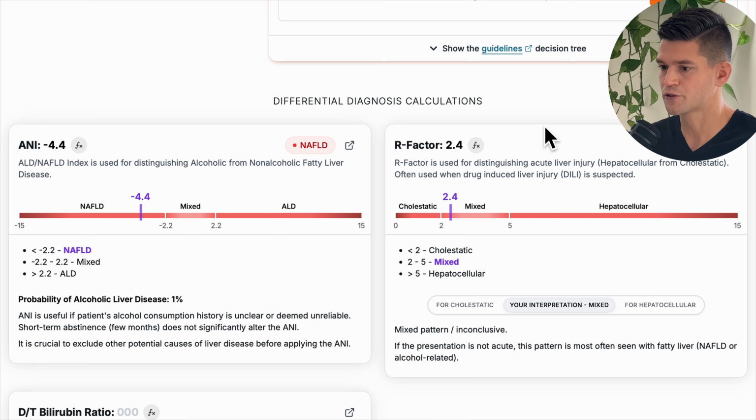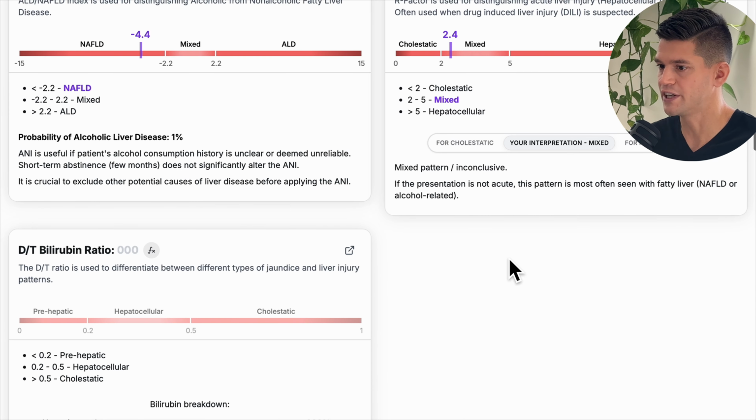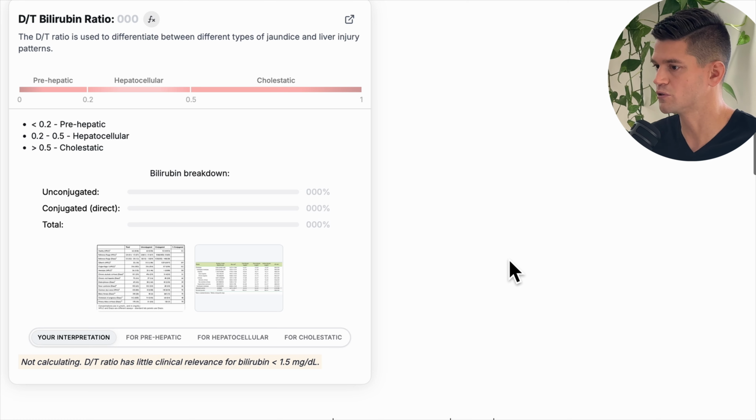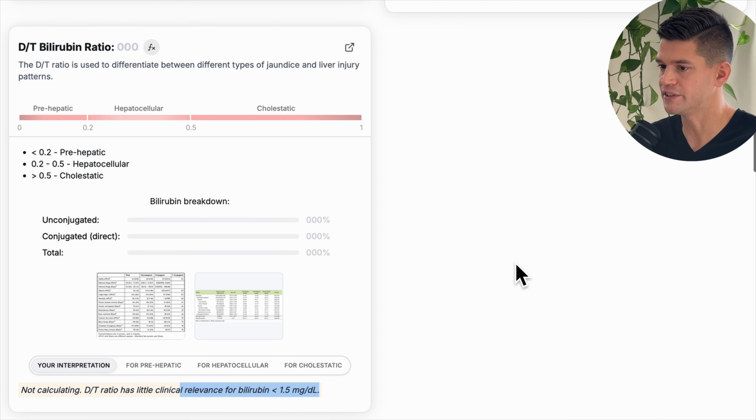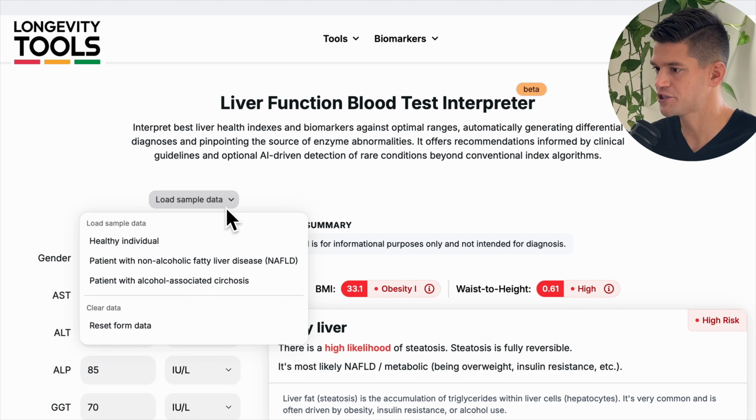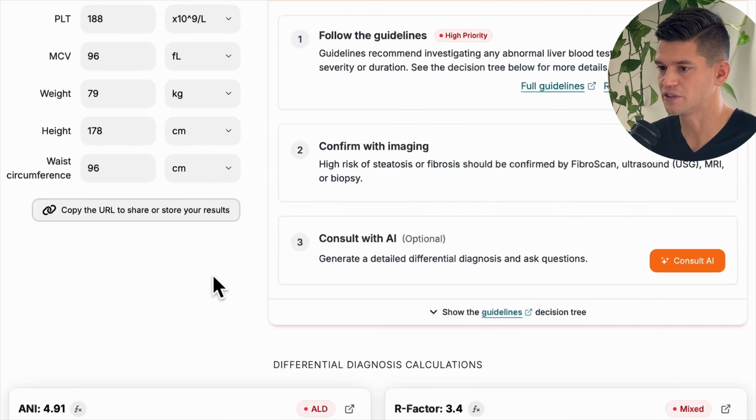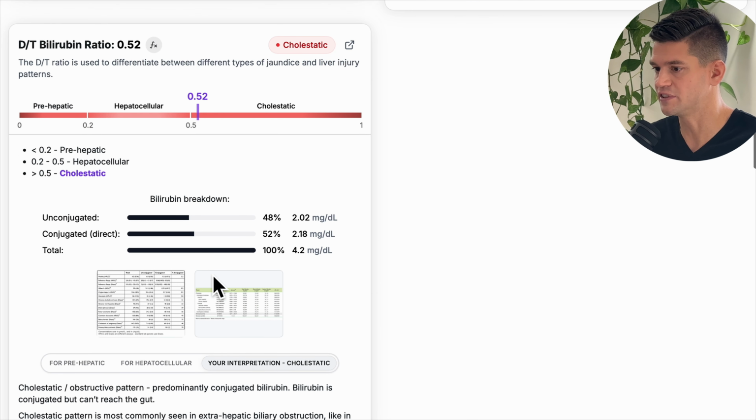NAFLD is obviously chronic, but since this tool can't tell, it was calculated anyway. NAFLD typically lands around 2 to 6, so mostly in the mixed category. The last differential diagnosis calculation is the direct to total bilirubin ratio. This index was not calculated for this NAFLD patient, since the ratio has little clinical relevance when the total bilirubin is not elevated. But to see it in action, let's load some sample data for a patient with alcohol-associated cirrhosis, which is an end-stage liver disease.